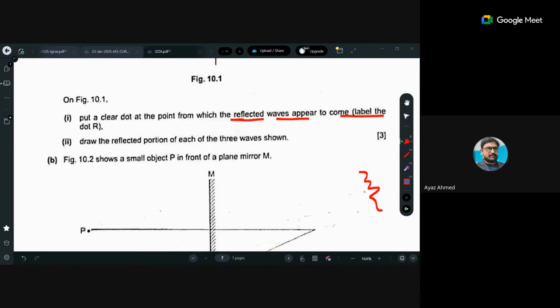Actually, for every wavefront you have to draw a different dot. Okay, so 3 dots, 3 reflected points. Sir, what if I drew the waves and not the dots?